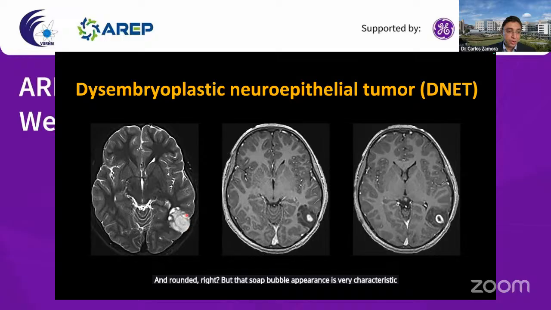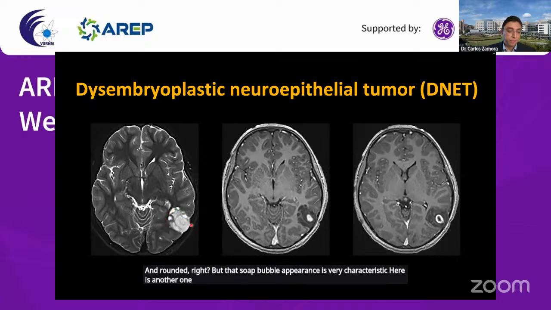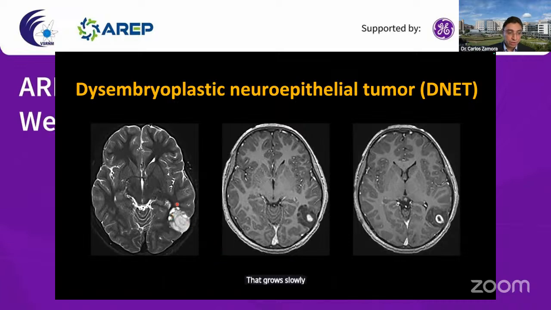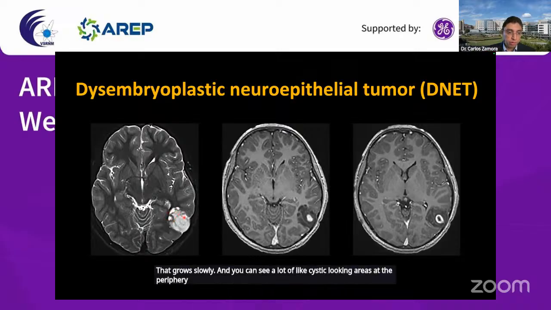But that soap bubble appearance is very characteristic. Here is another one where you can see this tumor here. They tend to be peripheral, cortically based. And here you can see that the tumor has led to some scalloping of the inner table of the calvarium, right? You can see this here because the tumor has been growing very slowly. So these are tumors that grow slowly. And you can see a lot of cystic looking areas at the periphery, right? A little bit of a soap bubble appearance, right?